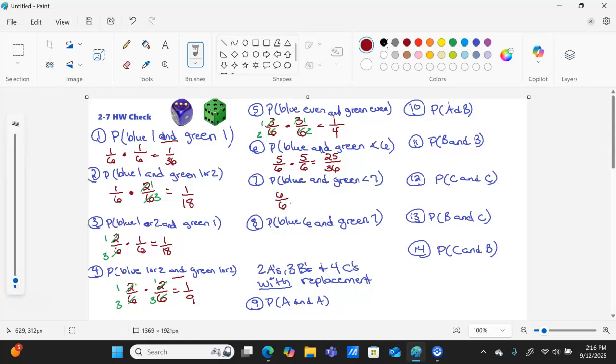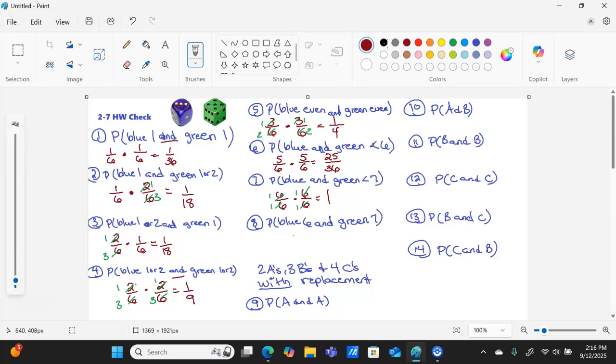Number 7, the probability that both the blue and green are less than 7. Well, 6 out of the 6 on the blue are less than 7, and so are 6 out of 6 on the green. And both of these fractions will reduce to 1. So that's a sure event. You are going to roll less than 7 on both of those die.